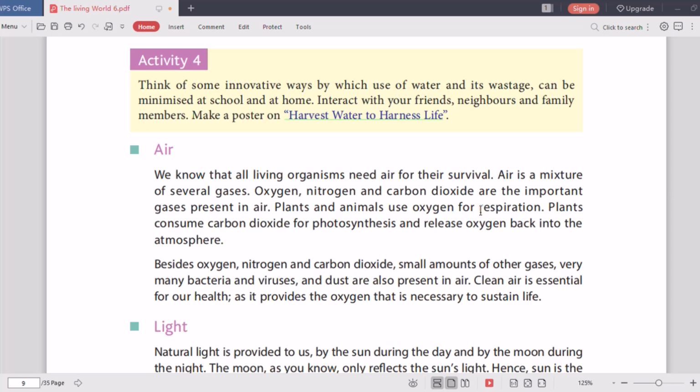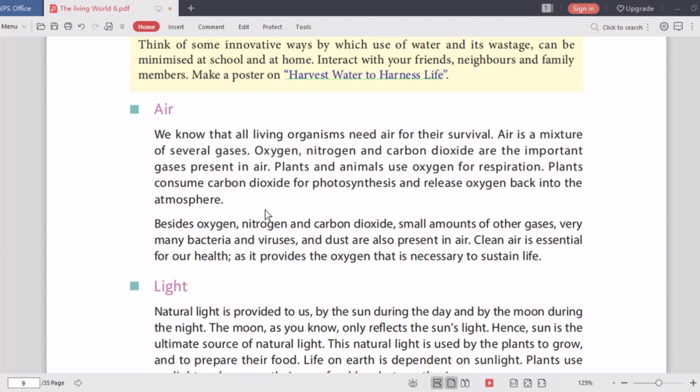In respiration, both plants and humans take in oxygen. In the process of photosynthesis, plants consume carbon dioxide and release oxygen back into the atmosphere. And in the process of respiration, plants consume oxygen and give out carbon dioxide.